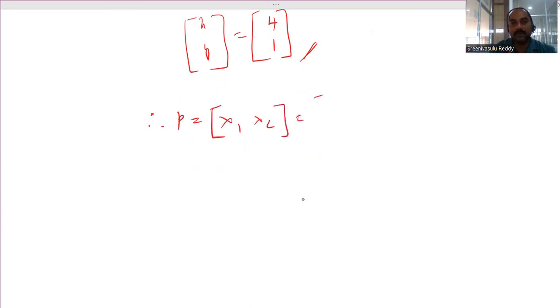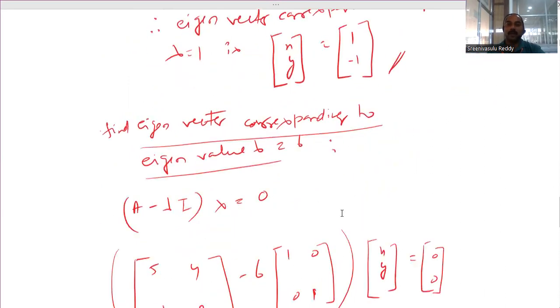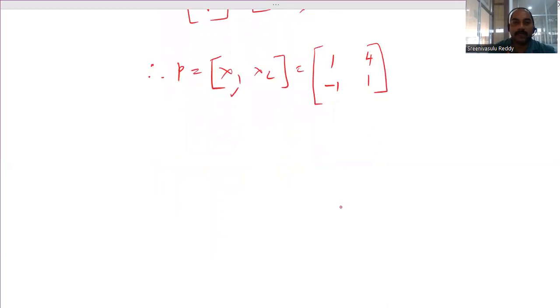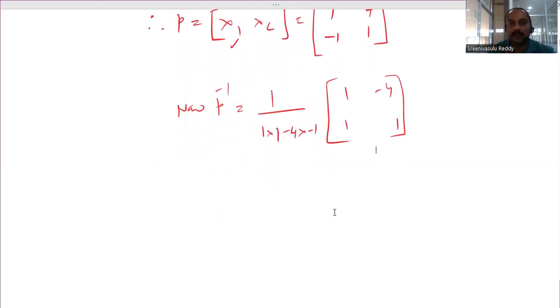x1 means the first eigenvector, corresponding to lambda equal to 1. The eigenvector for lambda equal to 1 is 1, minus 1. This is x1. x2 means the eigenvector corresponding to eigenvalue lambda equal to 6. This gives P. Now find P inverse. P inverse equals 1 by (1 into 1 minus 4 into minus 1) times the matrix obtained by interchanging the diagonal elements and taking minus sign for the off-diagonal elements. That gives 1 by 5.